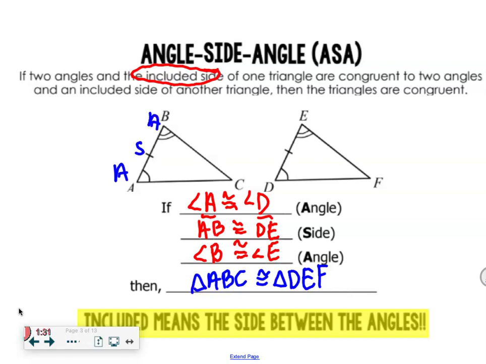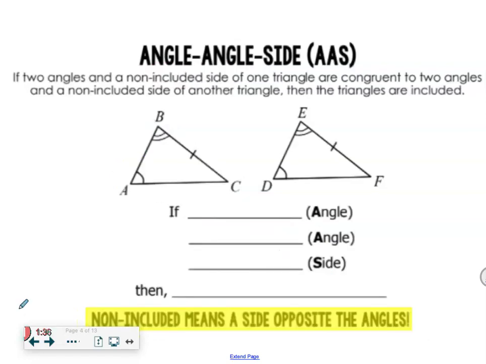Okay, then our other shortcut would be angle, angle, side. So this would be a non-included side. Why don't you guys circle that? Do we see how our side's not between our two angles? That's how it's different. It would be angle, angle, side.